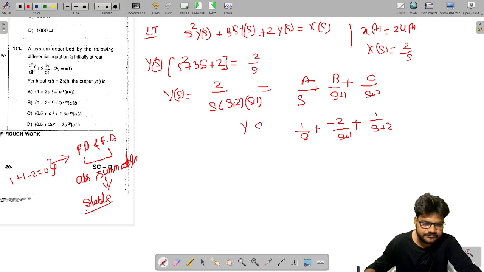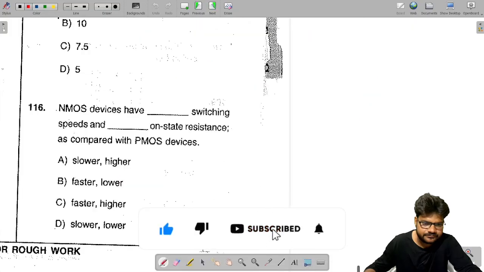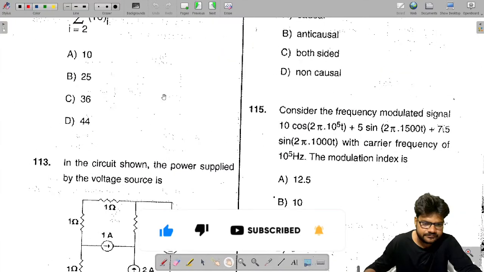So I made partial fractions, and from this if I take the inverse Laplace transform, this is going to be u(t), minus 2 e to the power minus t u(t), and then plus e to the power minus 2t u(t). So if I take u(t) common, then this will be 1 minus 2 e to the power minus t plus e to the power minus 2t, times u(t). So y(t) will be this, and with this the correct option will be A. Let's go to the next question. So the next question is, okay.